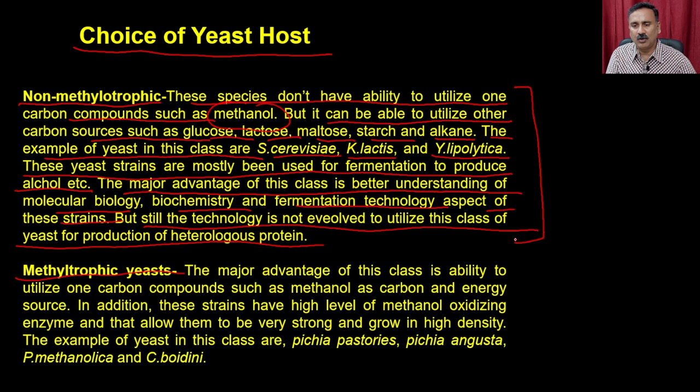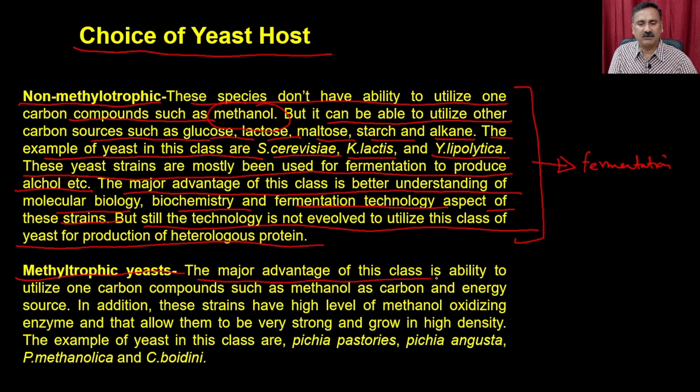So these are the non-methylotrophic yeast, which are mainly being used for fermentation. The classical example is S. cerevisiae, which is being used for the fermentation to produce alcohol. Then you have the methylotrophic yeast.